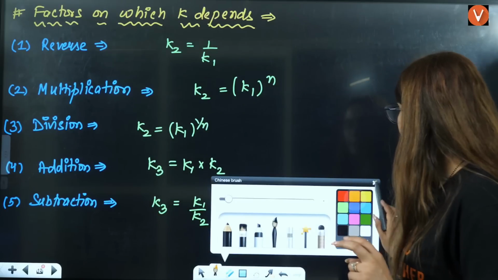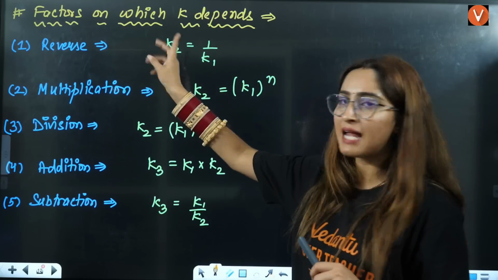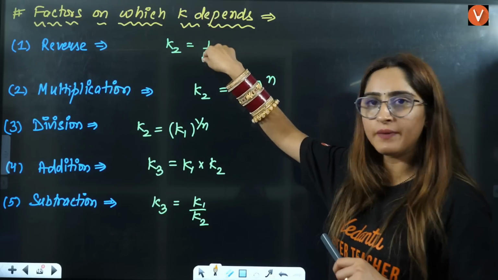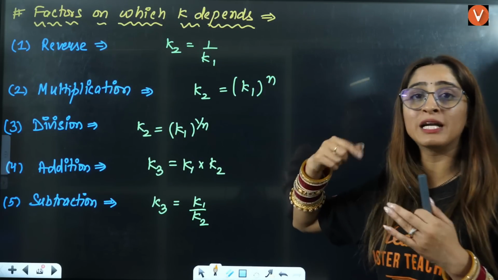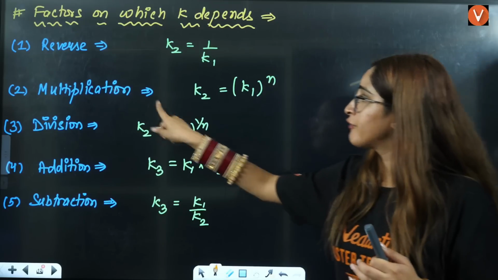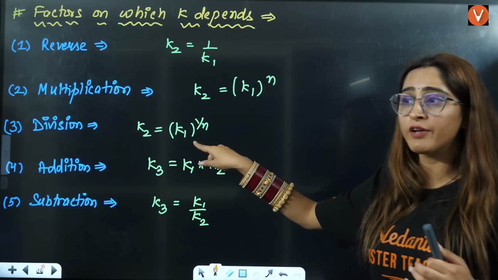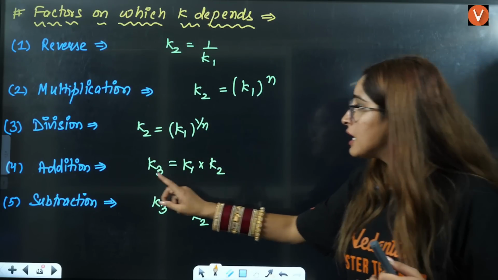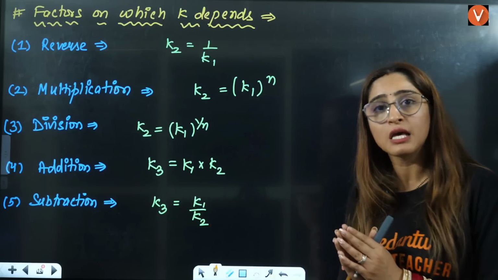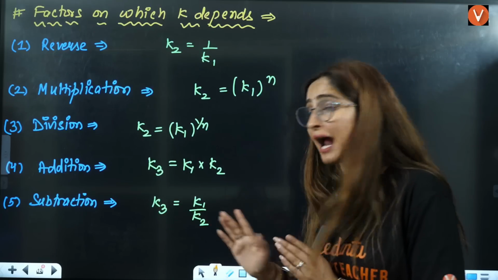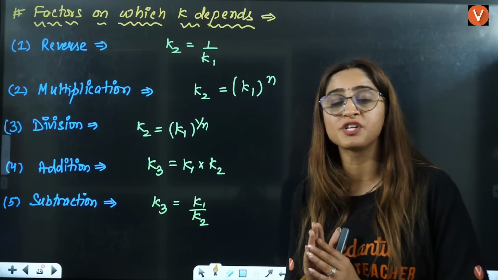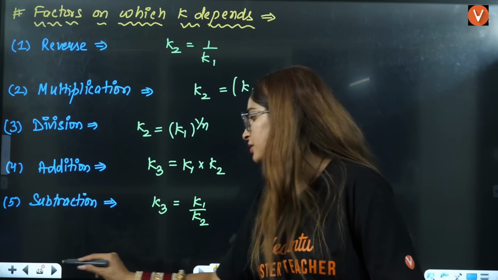Next is factors on which K depends. If you reverse the reaction, this K will be inverted. If you multiply the reaction, the factor you are multiplying by will be the power. If you divide it, the factor you are dividing by will be 1 by n. When you add two reactions, their equilibrium constants will be multiplied. When you subtract two reactions, their equilibrium constants will be divided.